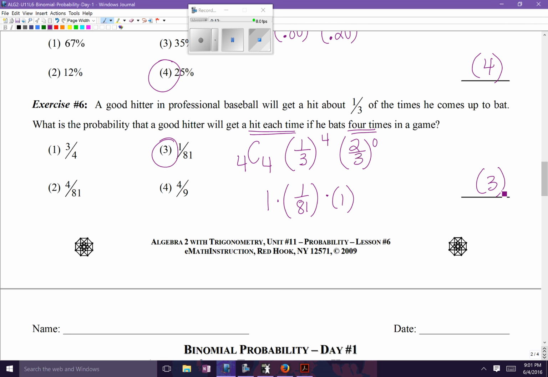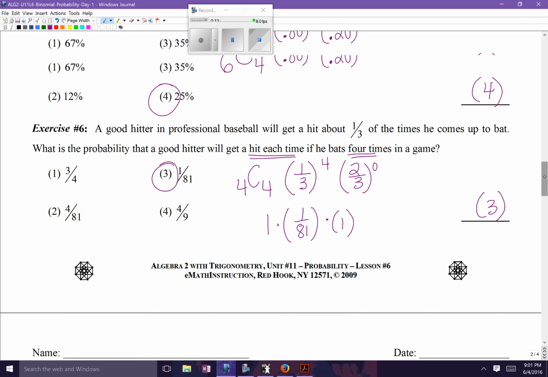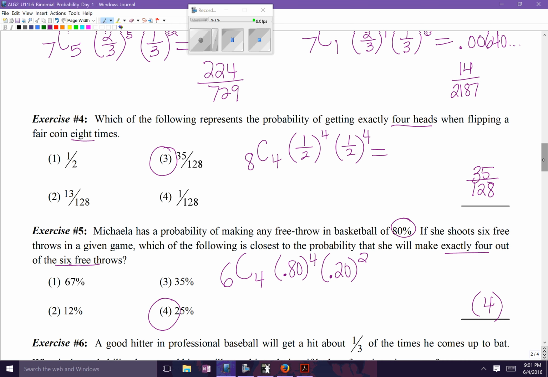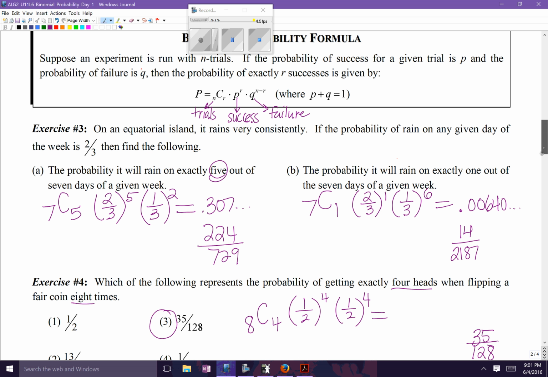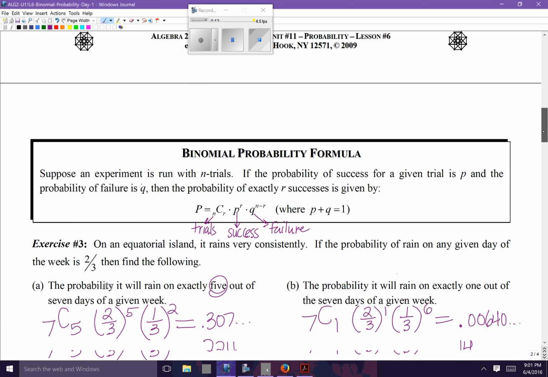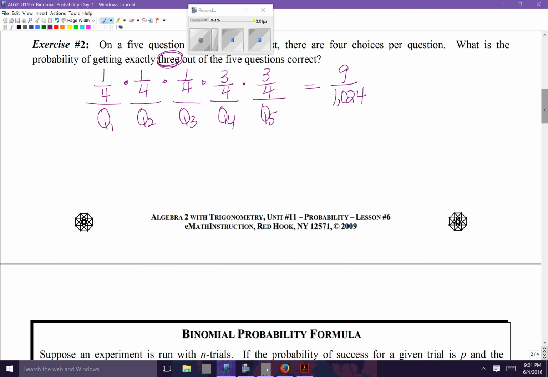So again, in this lesson, we introduced a few probability formulas. Some of them can be found on your reference sheet. Some of them can't. So it's a good idea just to get a basic understanding of this and just move forward from there.